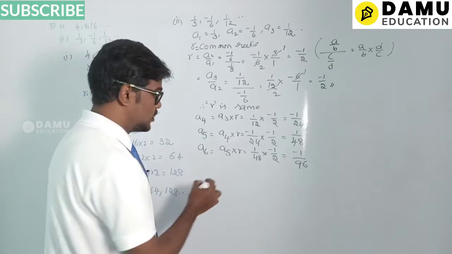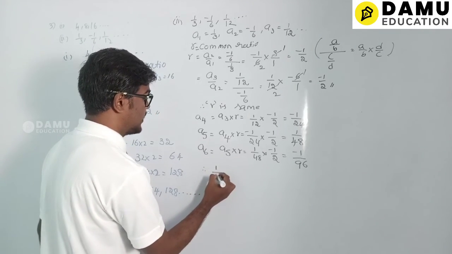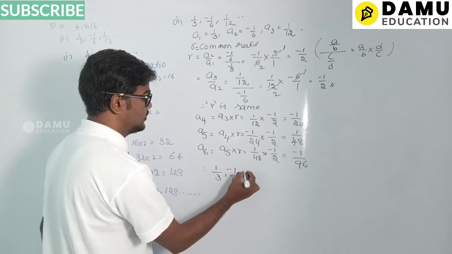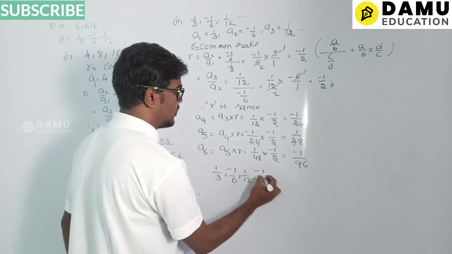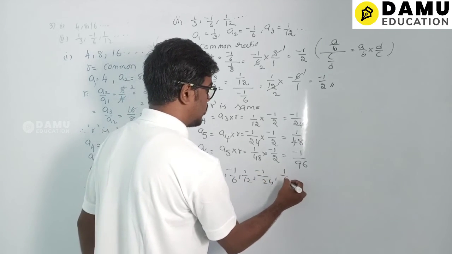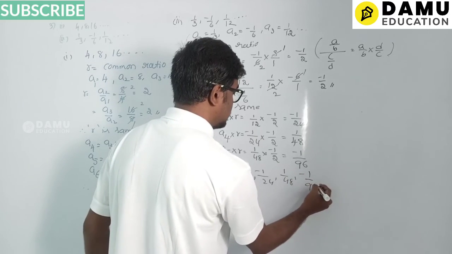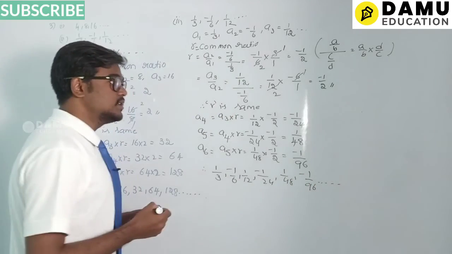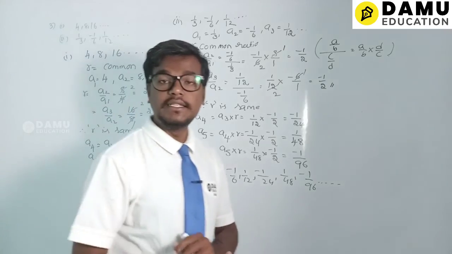So this is the series. Therefore, what are the terms? 1 by 3, minus 1 by 6, 1 by 12, minus 1 by 24, 1 by 48, minus 1 by 96. So this is the series. This is the way to find the calculations.